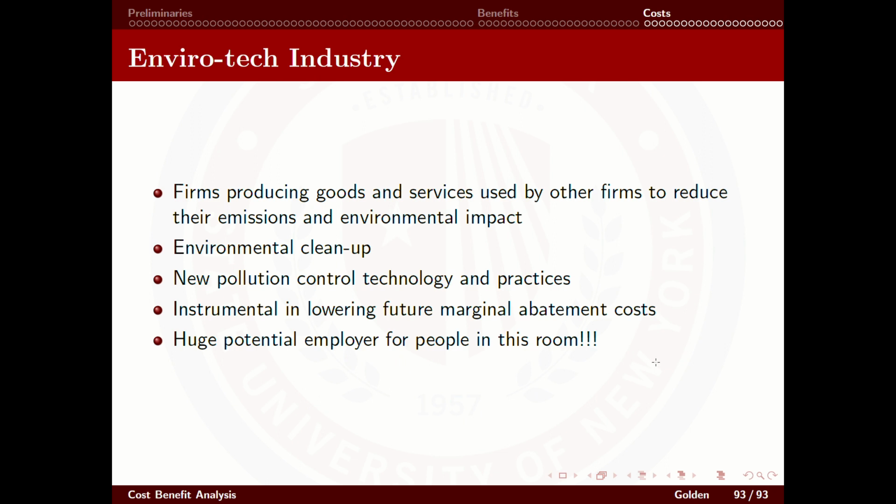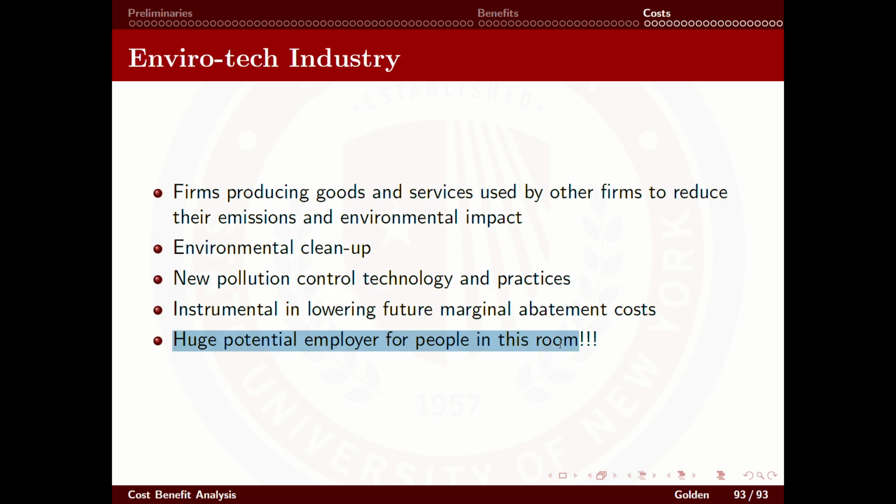But finally today, I will talk about the envirotech industry. A lot of firms are starting to think about their emissions and environmental impact, and so they're hiring people to think about this. A lot of them do environmental cleanup, and so a lot of them hire consultants or full-time employees to help implement new pollution control and practices and technologies. Some of them have even a role of chief sustainability officer to think about environmental trends. They really want people who can help them lower marginal abatement costs and figure out a way to deal with the environmental costs but do it cheaply.